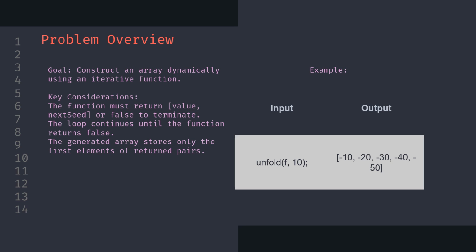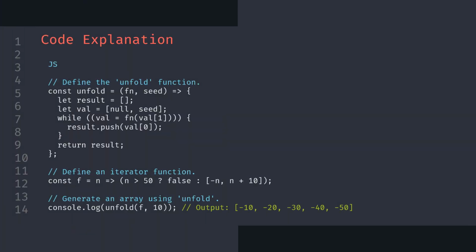Our goal is to generate an array where each new value is derived from the previous one using a function that determines when to stop. This function repeatedly calls fn with the last generated seed, extracting the value and updating the seed until the function returns false.